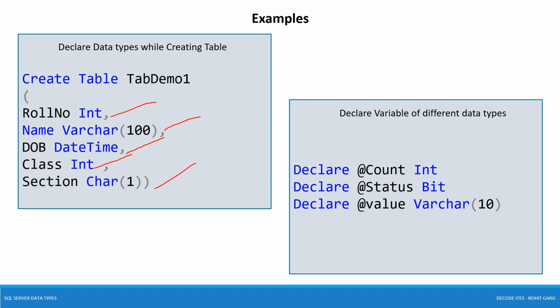Similarly, while declaring variables, we need to declare the data types as well. Here, @count is int, @status is a bit value, and @value is varchar(n). This is a small example of using data types, but in SQL Server, as mentioned before, each and every piece of data must have one data type.